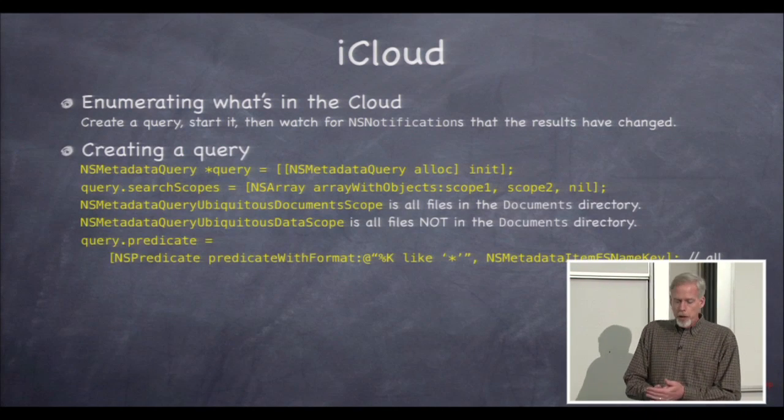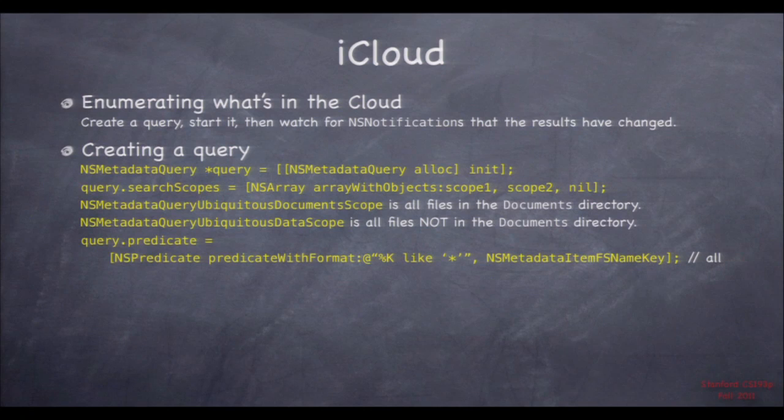So here's how you create a query. Use this class NSMetadataQuery, and just alloc init it. There are two things you need to specify. One is the scope of the search. You're searching in iCloud, and there are two scopes. One is the documents scope, which only looks in that documents directory. The other is the data scope, which looks everywhere except in the documents directory. So the two of these are exclusive ORs of each other.